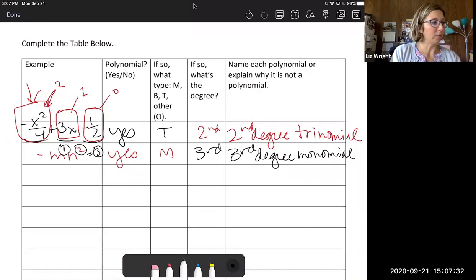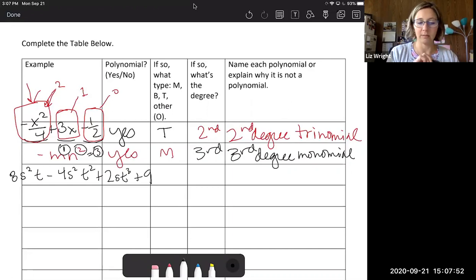Next example we're going to try, this one's kind of long. We're going to do 8, you're going to have to write small. 8s squared t minus 4s squared t squared plus, sorry, I'm going to go right into that box, 2st to the third plus 9. So that's your total polynomial there. And you should ask yourself, is this a polynomial or not?